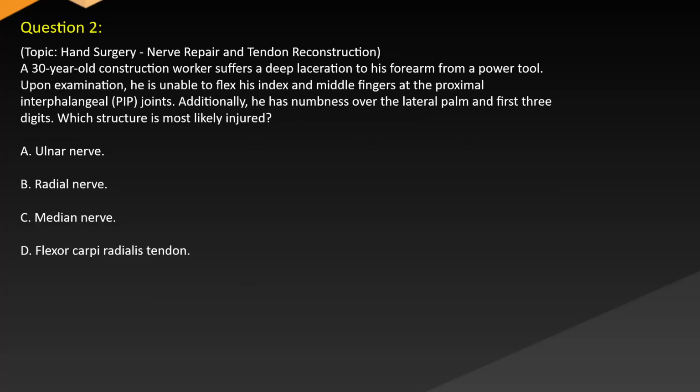Question 2. Topic: Hand surgery. Nerve repair and tendon reconstruction. A 30-year-old construction worker suffers a deep laceration to his forearm from a power tool. Upon examination, he is unable to flex his index and middle fingers at the proximal interphalangeal (PIP) joints. Additionally, he has numbness over the lateral palm and first 3 digits. Which structure is most likely injured?